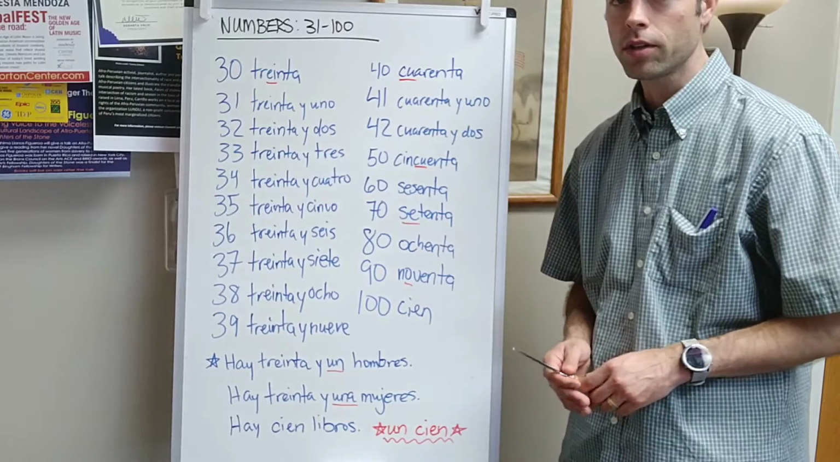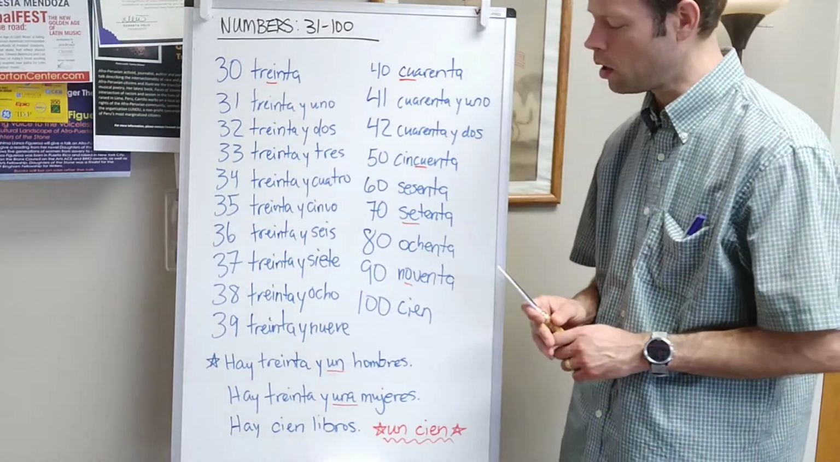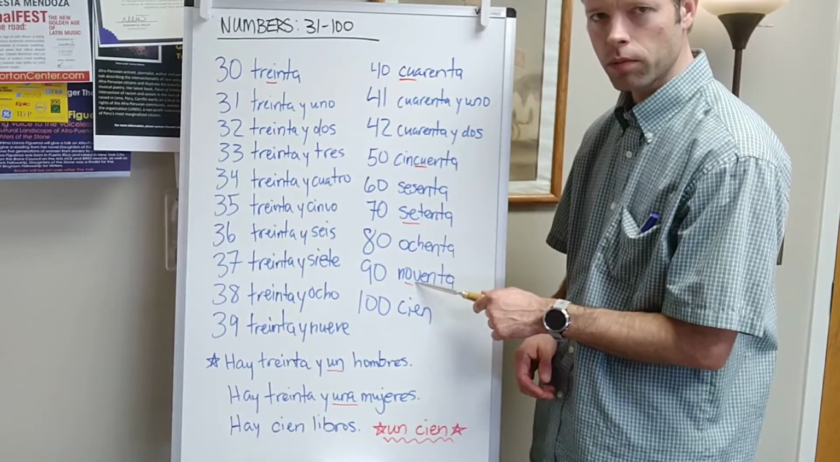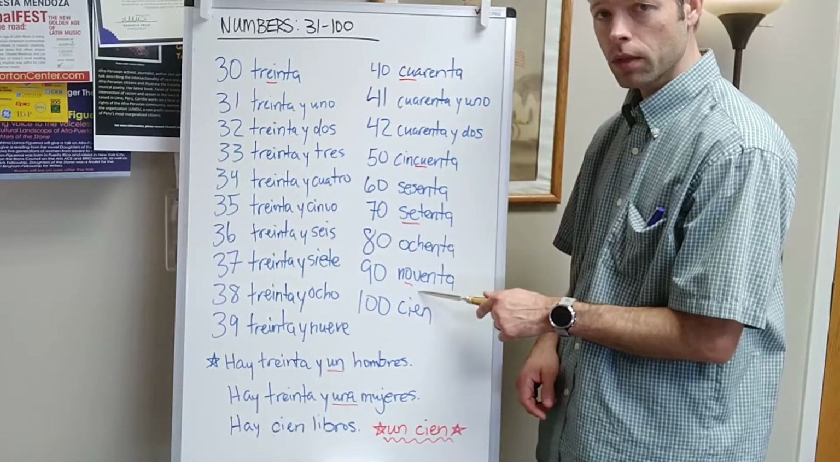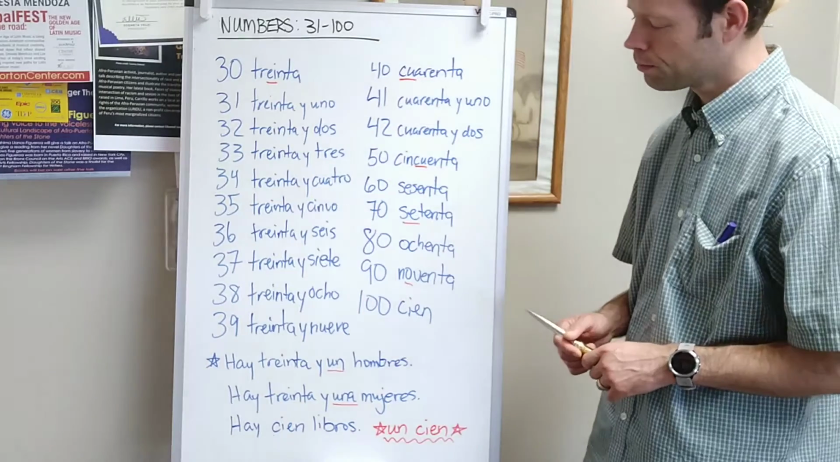The number 70 looks sort of like the number 7, siete, but notice there is no I between S and E. It's just setenta. So don't go adding an I in there because that would be wrong. And the number 90 also has a spelling change from the number 9. It's not nueventa, it's noventa. So make sure you repeat that a few times so you'll be able to memorize it.